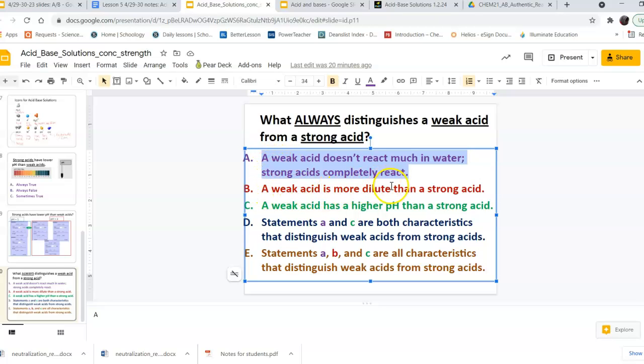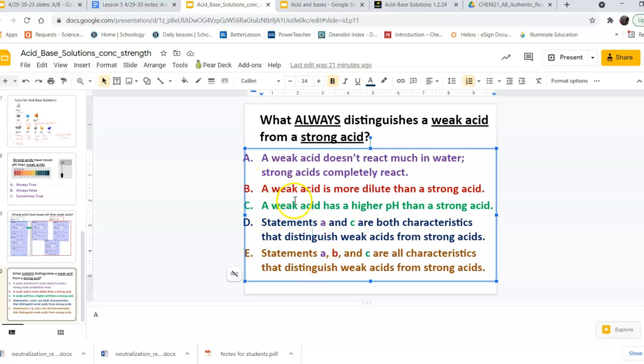A weak acid is more dilute than a strong acid. Well, that's not always the case. That has nothing to do with weak or strong. Dilute has to do with dilution or concentration. It has nothing to do with strength. Okay, so that is not true. It can be, but that statement is not true. A weak acid has a higher pH than a strong acid. Again, we're assuming that if they're the same concentration, that is correct.